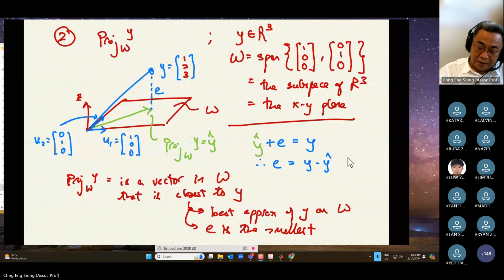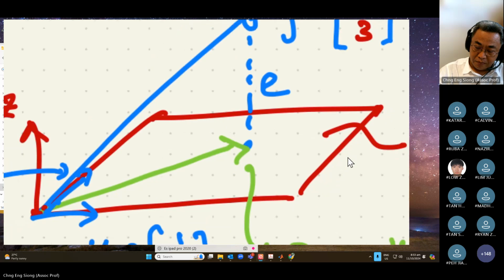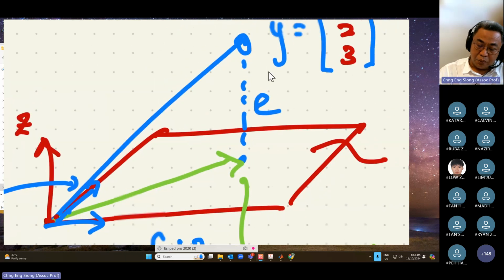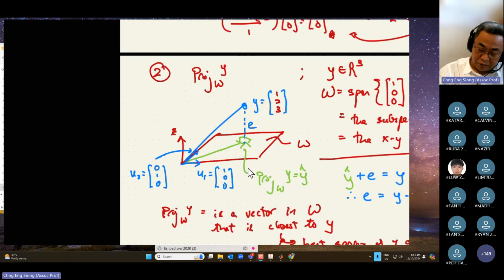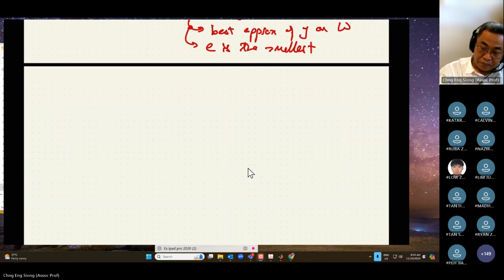Now, let's zoom in here. If this is Y, and then what do you realize about this point here? I'm going to show you that the error is going to be orthogonal to any vectors on W. Can you all see that? Or let me draw another picture for you. How would the picture look like?